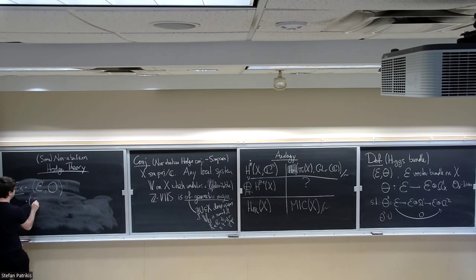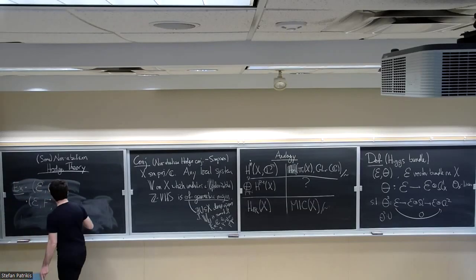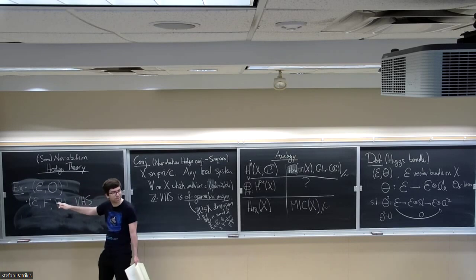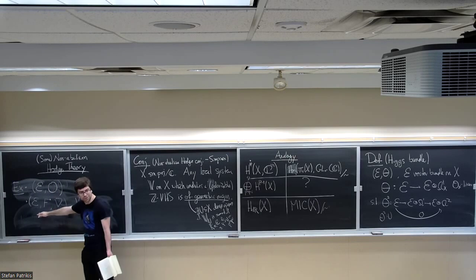Okay, another example: we saw what a variation of Hodge structure is. So it's some kind of vector bundle E with a filtration and a connection. I'm just going to write variation of Hodge structure. I think we only saw the definition of an RVHS. I'll say in a minute what a CVHS is, but for now, just think it's an RVHS.